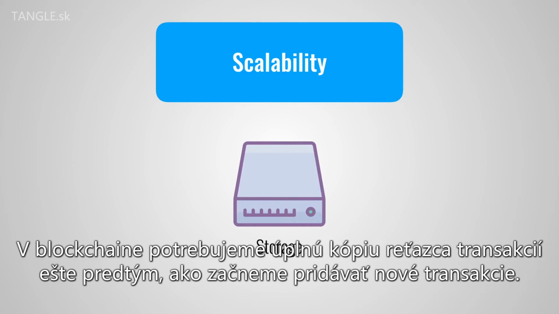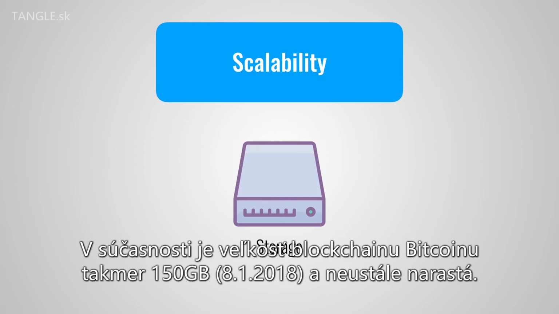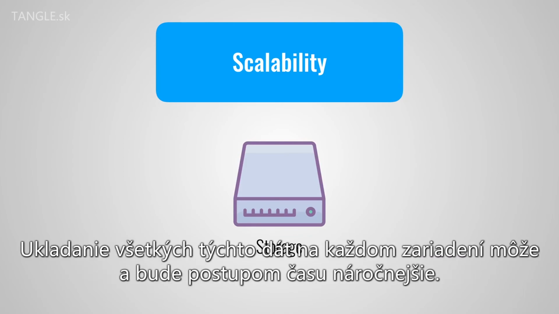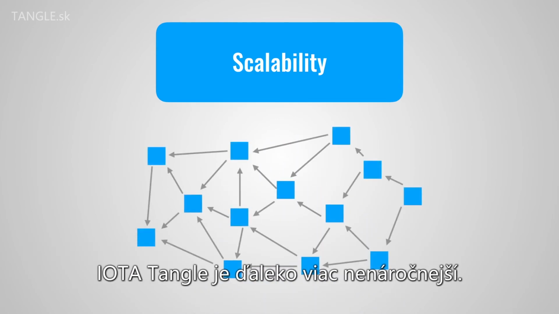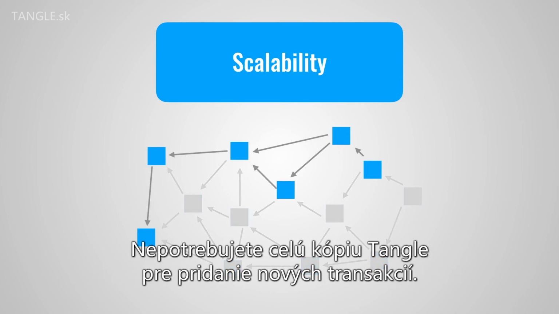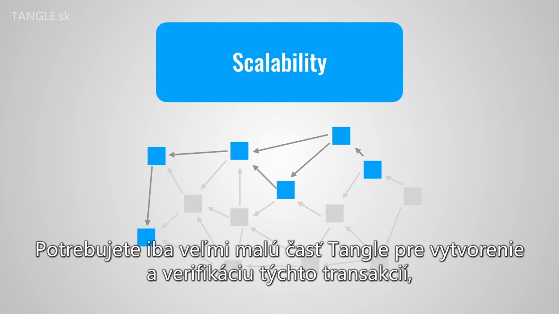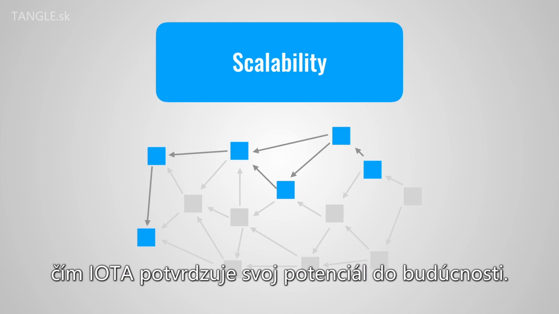In a blockchain, you need a full copy of the chain before you can start adding new transactions. Right now, the Bitcoin blockchain is almost 150 gigabytes in size and keeps growing very fast. Storing all this data is not something that every device can do, and it will get harder over time. IOTA's tangle is much more lightweight. You don't need a full copy of the tangle to add transactions. You only need a small part of the tangle to create and verify transactions. This makes it much more future-proof.